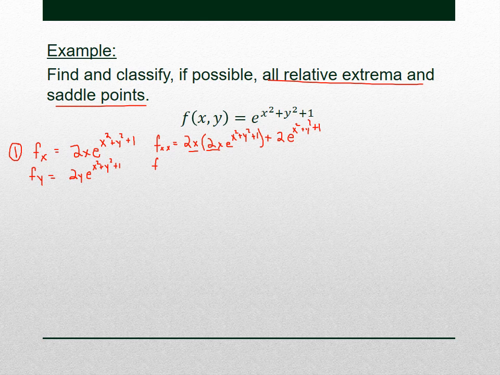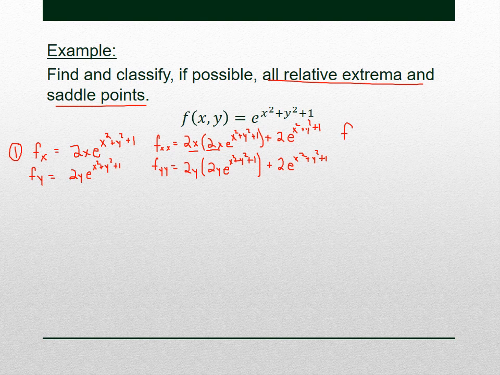All right, fyy. Notice we're going to have to do product rule again here. This time the 2y is out in the front. So the first is 2y. The derivative of the second, well, that's again what we have: 2y e to the x squared plus y squared plus 1. And then we add the second times the derivative of the first, and the partial of 2y with respect to y is just 2. So that looks similar to what we had before. So there is our second partial with respect to y, fyy.